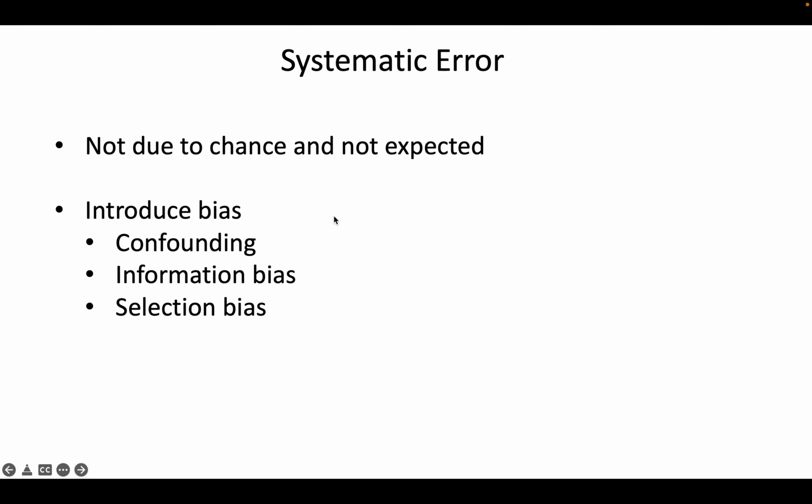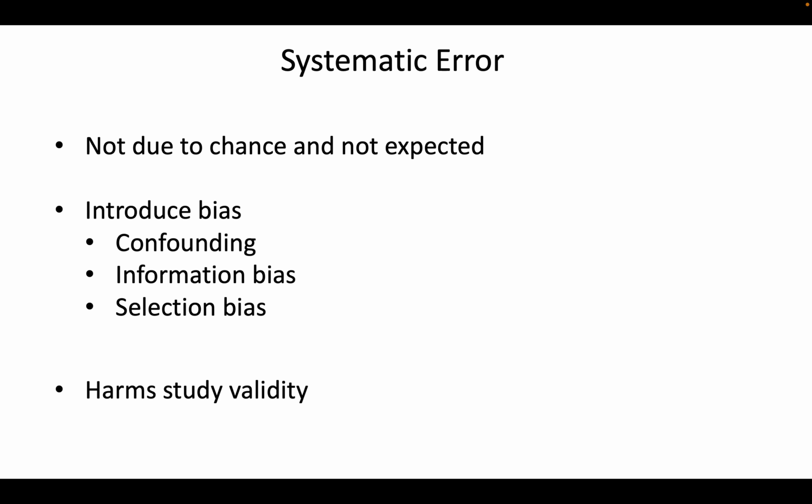Systematic error is something that isn't due to chance, and we don't expect it to occur. It's not necessarily due to the expected variability in an instrument. There's more of a systematic trend in what the error is, and it introduces bias. Basically, systematic error and bias are kind of synonymous. There's three major kinds: confounding, which I covered in another video, information bias, and selection bias.